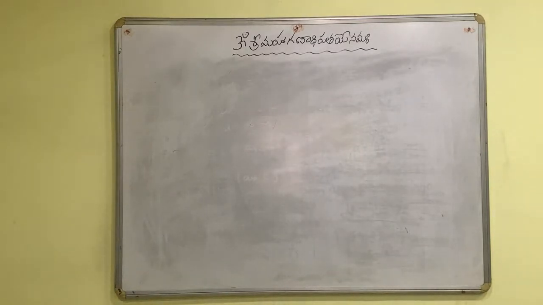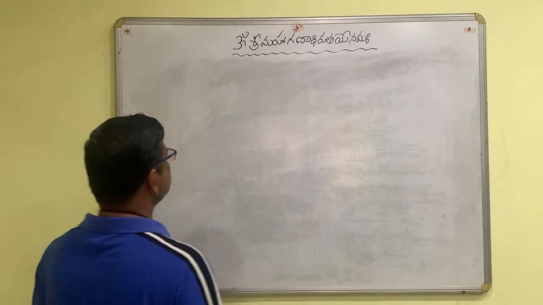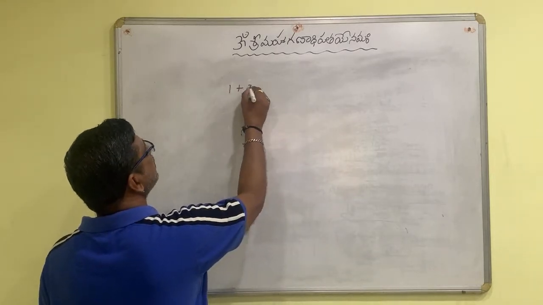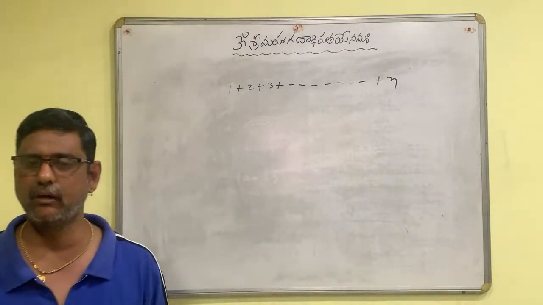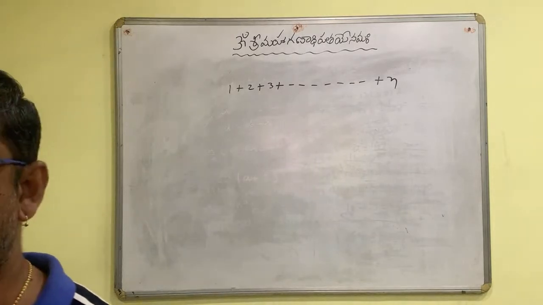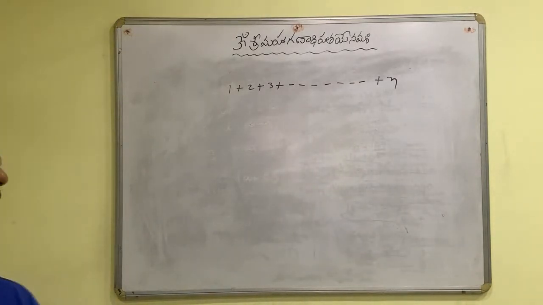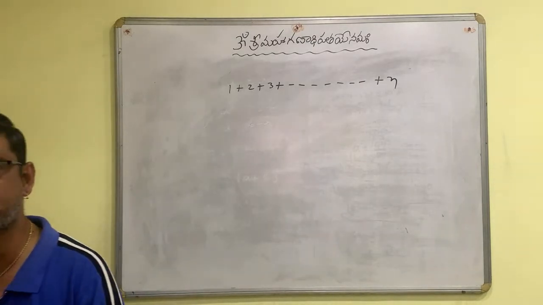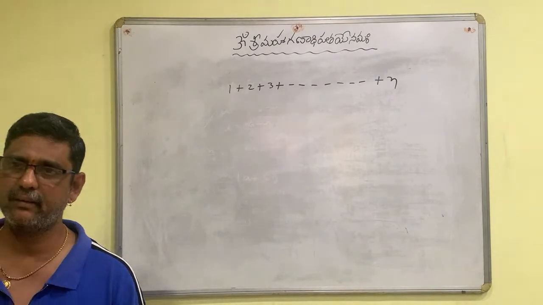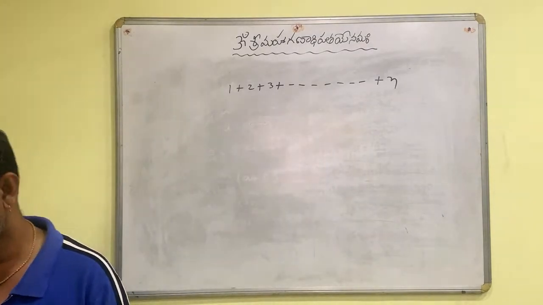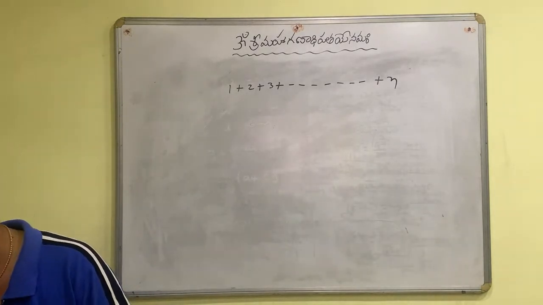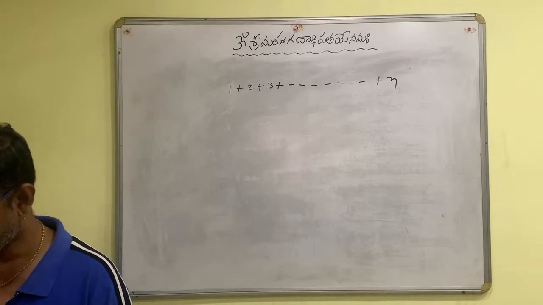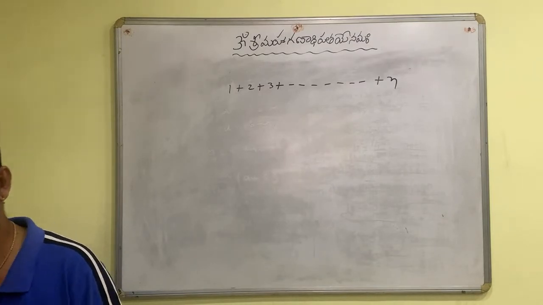Find the sum of all first n natural numbers. First n natural numbers means 1 plus 2 plus 3 plus so on plus n. We need to find this. Sum of all first n natural numbers. Natural numbers start with 1, so 1 plus 2 plus 3 plus so on plus n. We need to do that. Do it fast.